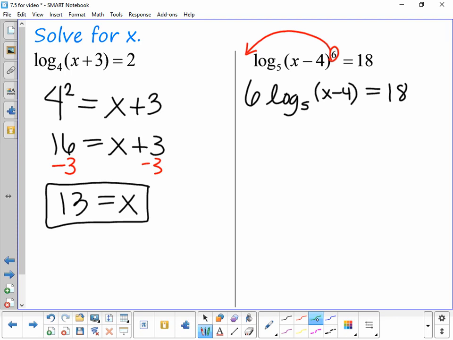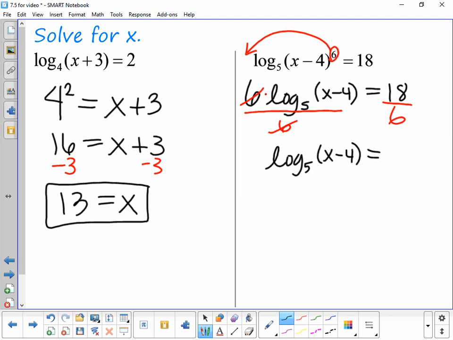To solve this, we want to have just a log with no coefficient. So we want to divide both sides of our equation by 6. It reduces here, and we have the log base 5 of x minus 4 is equal to 18 divided by 6, which gives us 3.